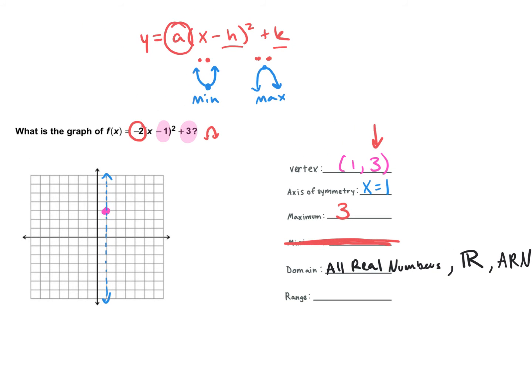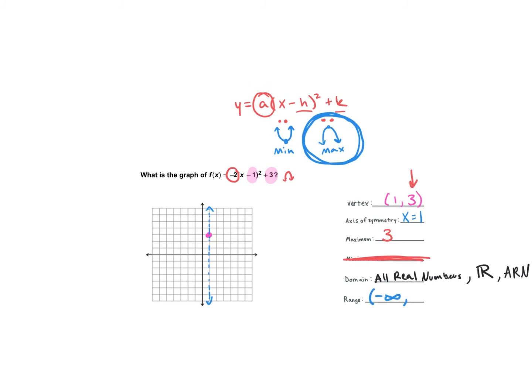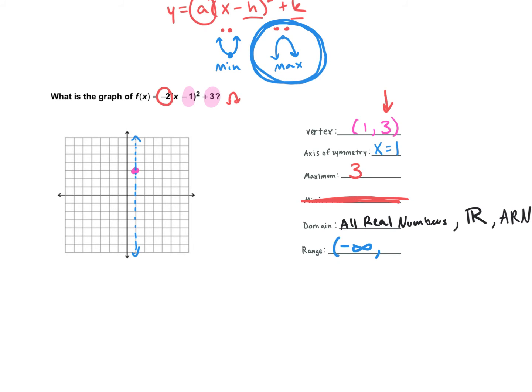And then our range. We said it opens down. So is our graph going to go up to positive infinity or down to negative infinity? Down to negative infinity. And then what's our y value where our graph stops? Yeah, it's our k. And what's our k? 3. So whenever you use infinity, you put the parentheses, but whenever you do the number, you put a bracket.